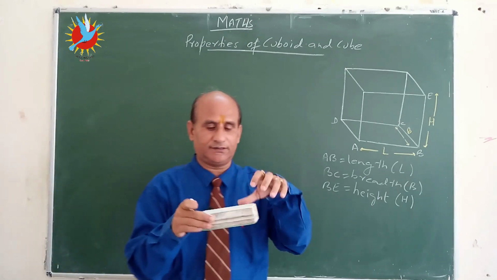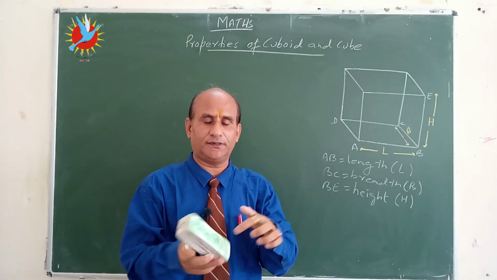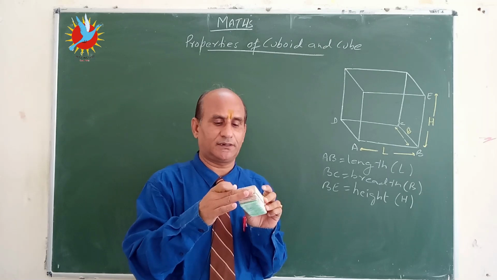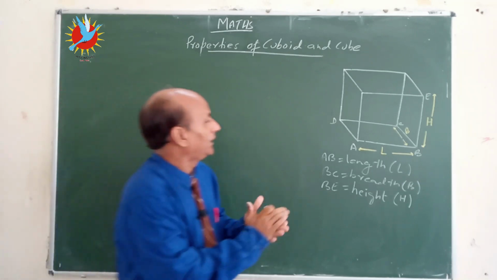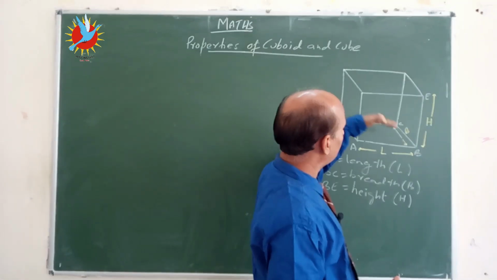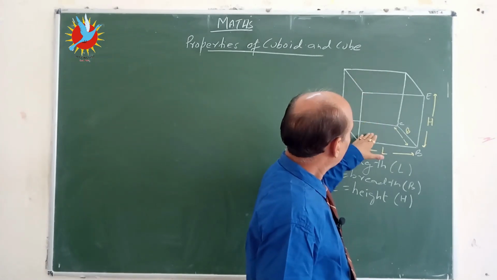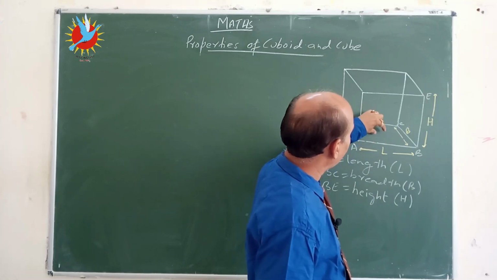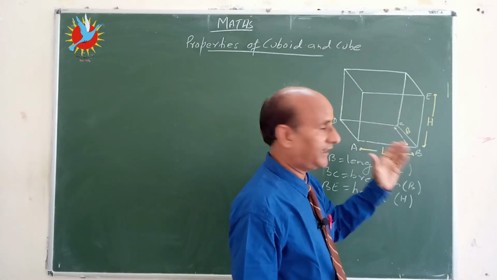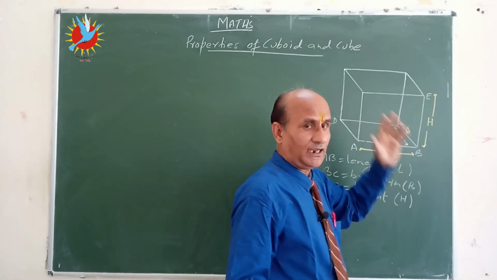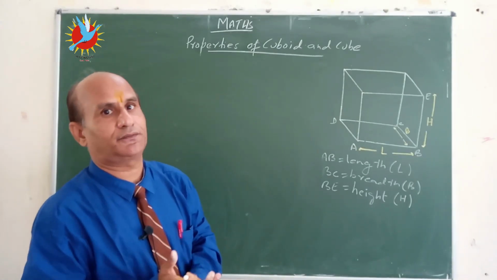Now, in all these 6 surfaces, pairs are equal. This surface is equal to this surface and this surface is equal to this surface. Similarly, this one is equal to this one. So here the base is the floor and this is equal to the ceiling. First we will find the area of these two surfaces, then the area of these two surfaces, and then the area of the front one and the back one. And when we add the area of all these surfaces, we will get the total surface area.